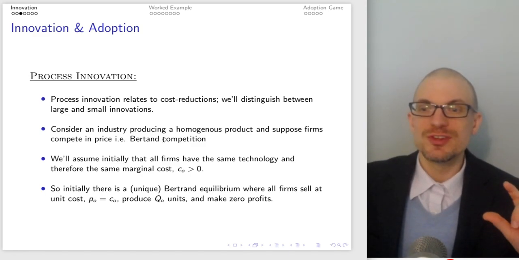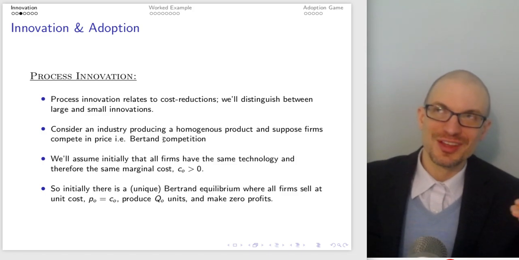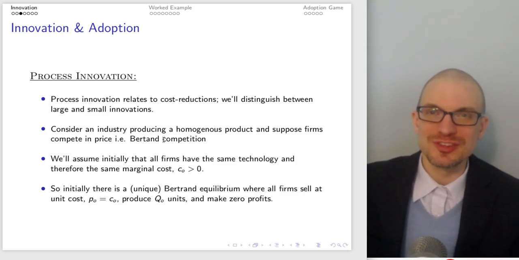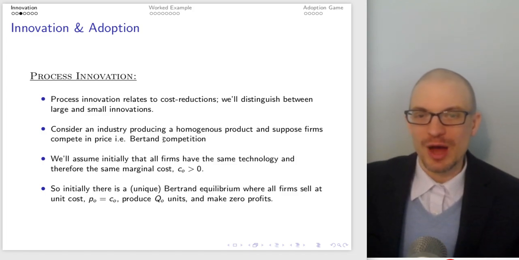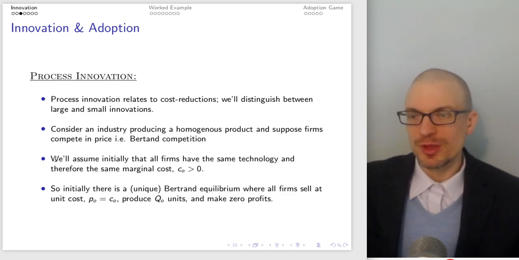And so if you have different costs with Bertrand, then we'd expect that the price is going to be the highest possible price that undercuts everybody else. And that actually is going to be harmonizing with how we'll define a small innovation in this class. We'll talk about that shortly. All right, so here's the setup.